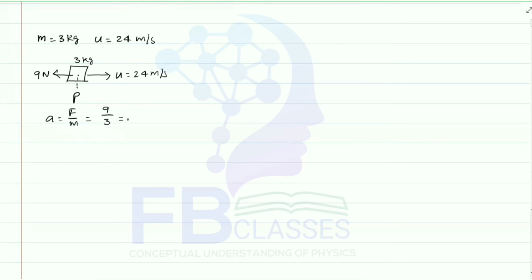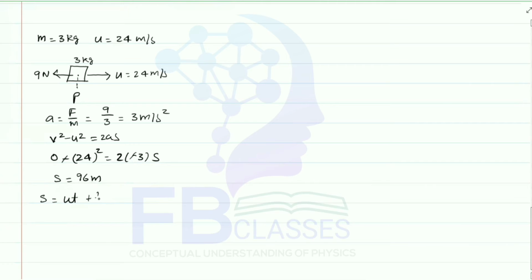So a is equal to F by m, that is equal to 9 by 3, that is equal to 3 meter per second square. So acceleration came as 3 meter per second square. So now by the equation v square minus u square is equal to 2as, the final velocity becomes 0. The initial velocity is already given, 24 meter per second, then 2a, a is minus 3 because it is in the opposite direction, into s. Now s is equal to, see, the minus minus get cancelled, so s comes as 96 meter if we simplify it.